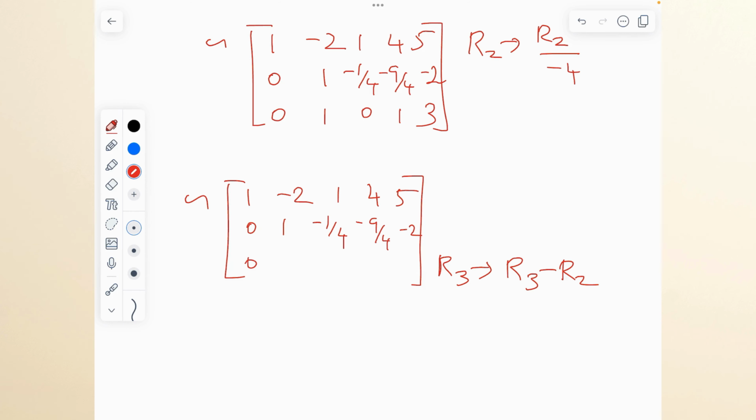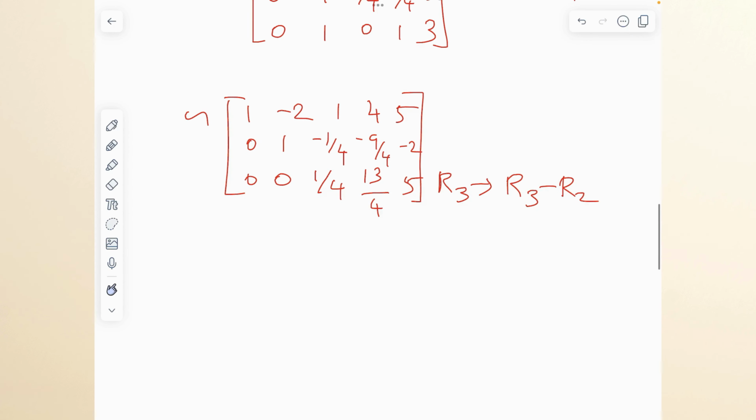0 minus 0, it is 0. 1 minus 1, it is 0. 0 minus of minus 1 by 4 becomes plus 1 by 4. Next, 1 minus of minus 9 by 4 is 1 plus 9 by 4, which is nothing but 13 divided by 4. Next, 3 minus of minus 2, it is 5. Alright, so till this step we solved successfully.